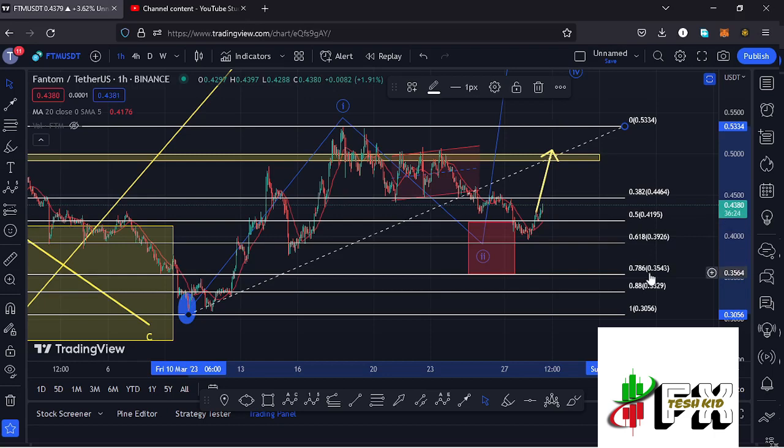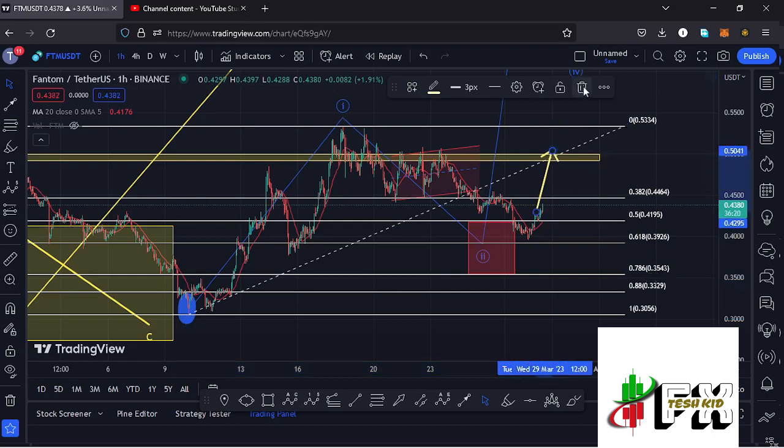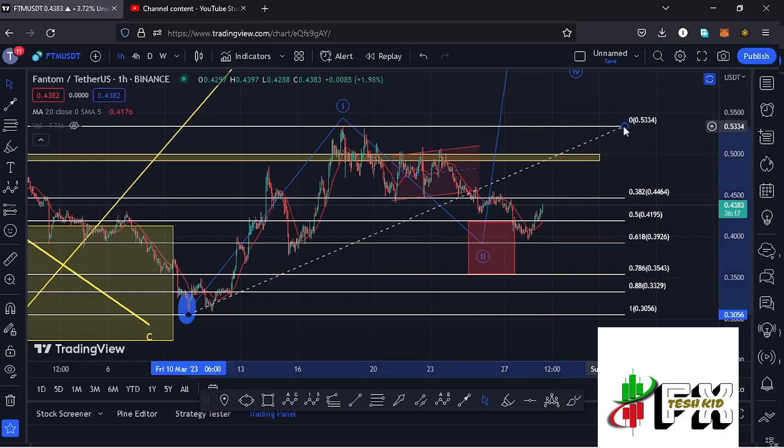$0.4195 mark and the $0.3543 mark, which is a target area that, at the time of this recording, we have managed to get into in a move that has now given us a low at around the $0.3973 mark.